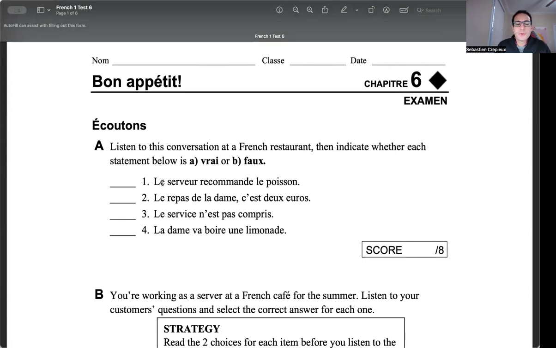Okay. So again, before the listening, I will translate all of that to make sure you understand what the people are asking. And then you're going to tell me, oh, that's true, the waiter recommends the fish, or it's false. I don't know. Okay. Take your time, do it once or twice. And remember the test, it's 90 minutes. If you do it in 15 minutes, that's telling me you didn't spend enough time. Okay.